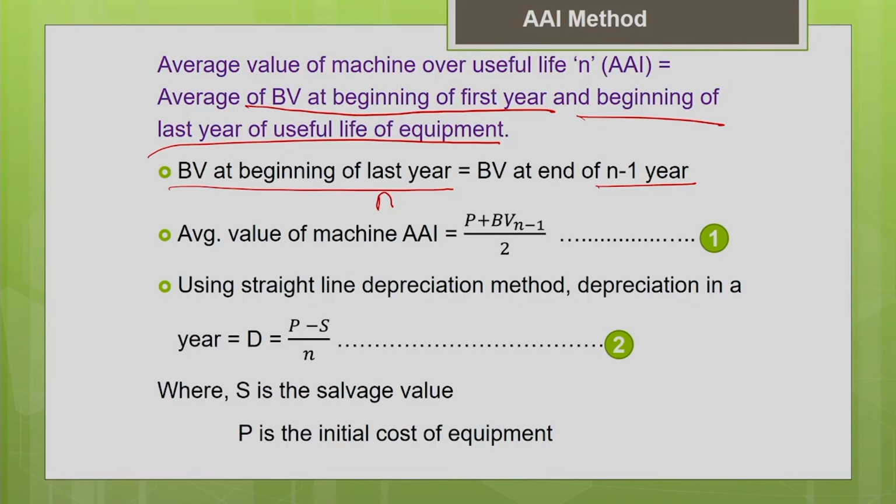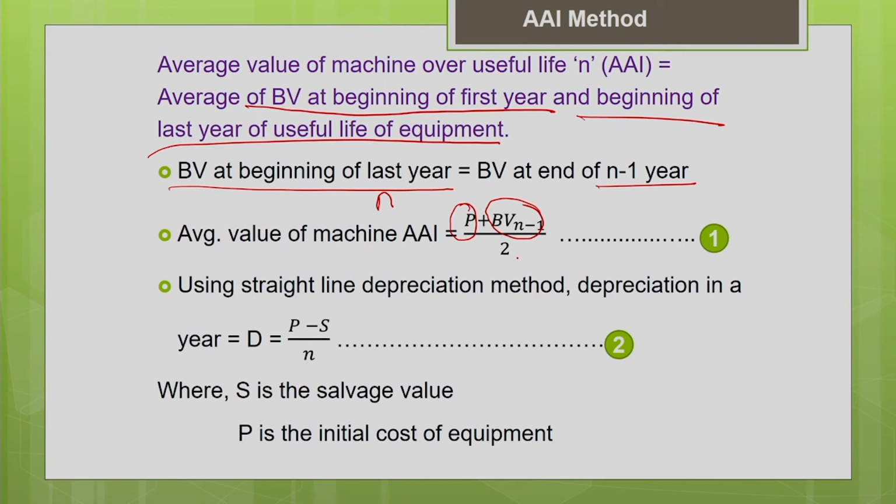Now how to find the average value of the machine? Just now I told you, you take the average of the initial book value, that is nothing but your purchase price, and the book value at the beginning of the last year of the life of the machine. Last year's beginning is nothing but the end of the previous year, end of n minus 1 year. So the book value at the beginning of the last year n is the same as the book value at the end of n minus 1 year. That is what we have written here. We have taken that into this and we are finding the average now, divide by 2.